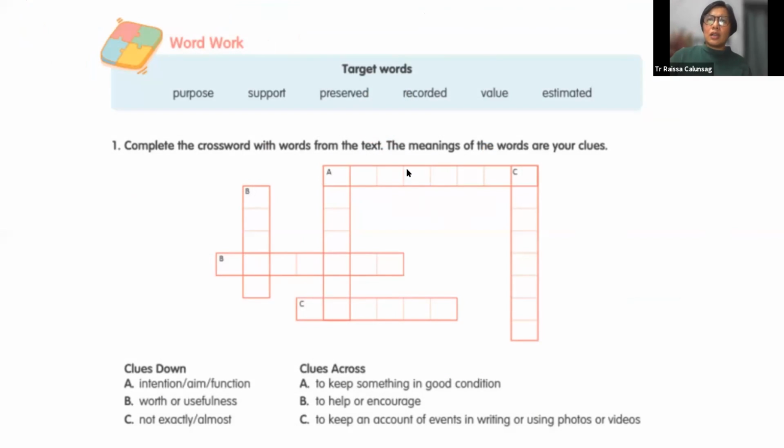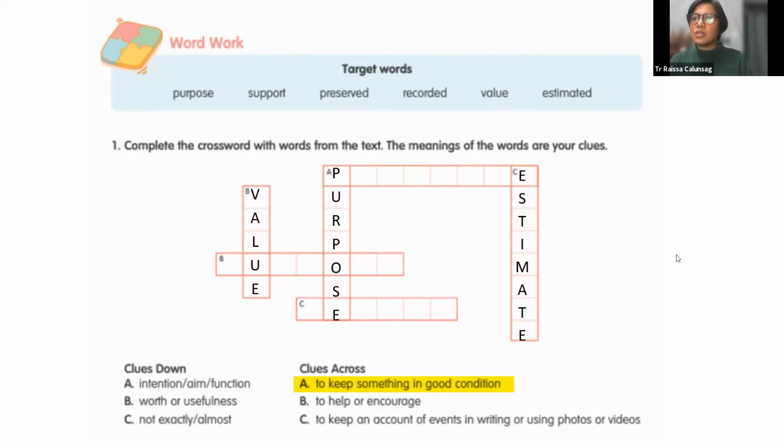You take a look at the target words on top, right? And you figure out where to put them in the puzzle by looking at their clues. Well, what do you think this one is: to keep something in good condition? Look at this one. When it's a crossword, it means that it starts with the letter P and ends with an E. Preserve. It's preserved. So that's the clue. The thing with the crossword is the other words help you find out what the answer is.